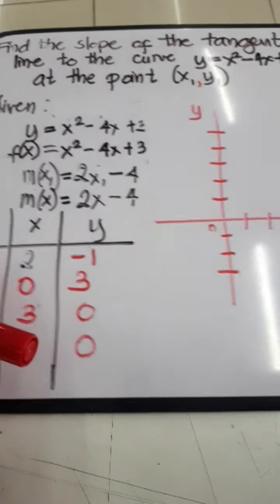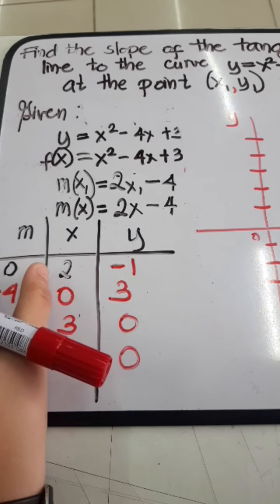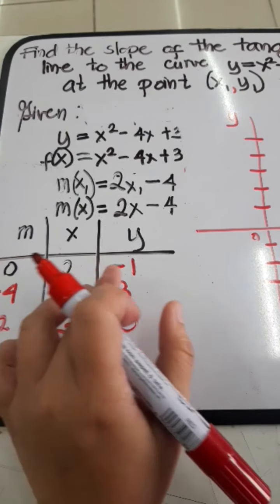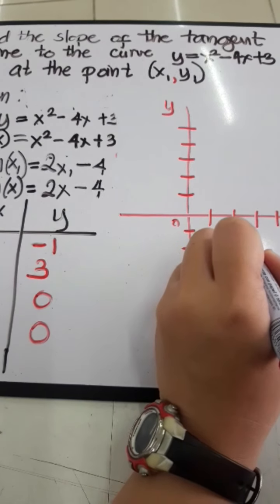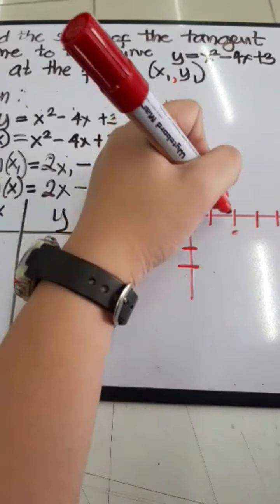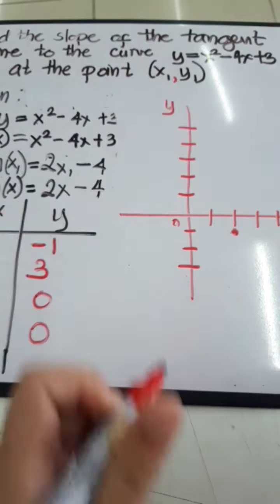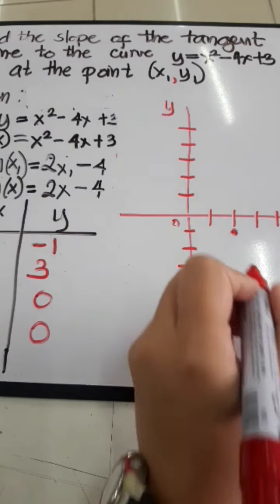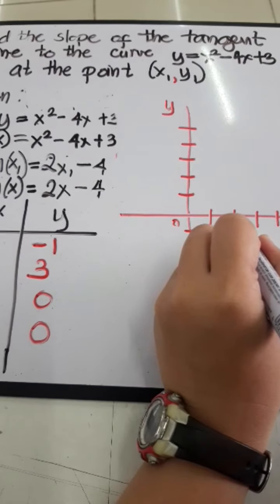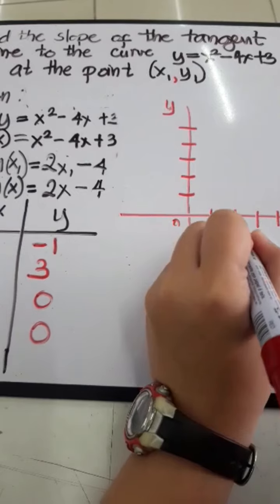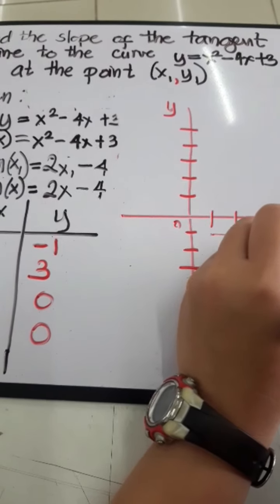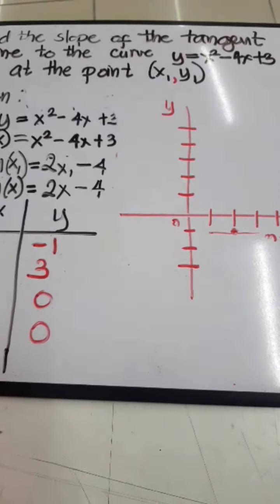Mao ni ato ang slope is equal to 0. Our point is 2 and negative 1. So, 2 and negative 1 is along this point. Okay, this is our point, which is the slope is equal to 0. You know? M is equal to 0. Muna siya.